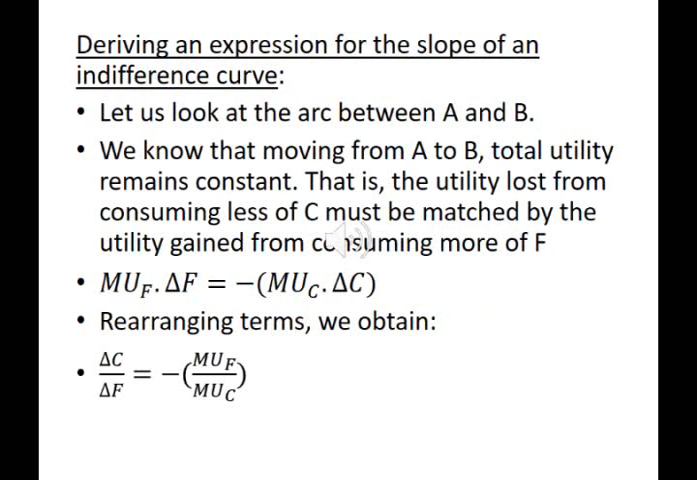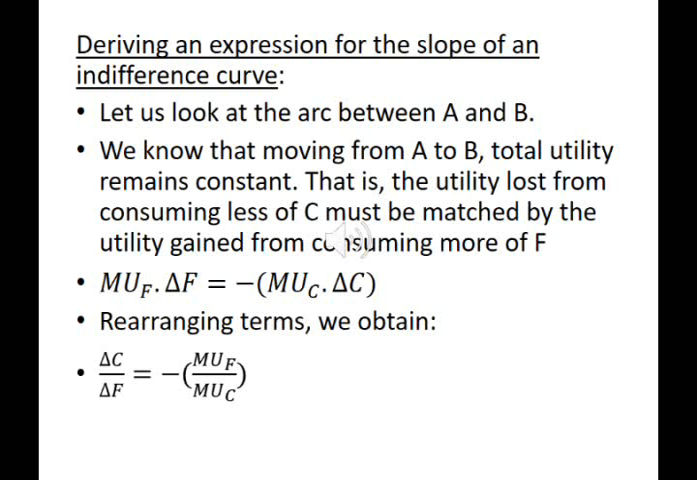We agreed that the slope of the indifference curve is called the marginal rate of substitution. But now we need to derive an expression for the slope, or for the marginal rate of substitution. So let's look at the arc between points A and B, consumption bundles A and B. We know that moving from consumption bundle A to consumption bundle B, total utility remains constant. Why? Because we are on the same indifference curve, and our consumer should be indifferent between consuming bundle A or bundle B.